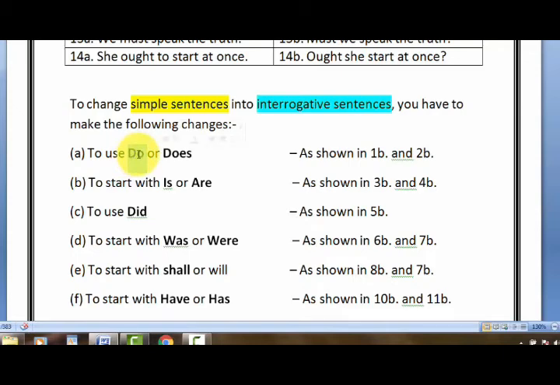Do or does has been used as shown in 1b and 2b. I want to stay here. Do I want to stay there? Yes. He studies in class 6. Does he study in class 6? So you have to follow whatever you have been given.